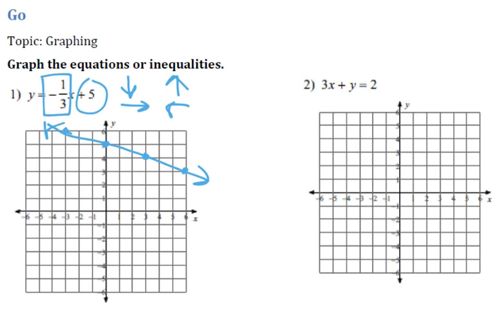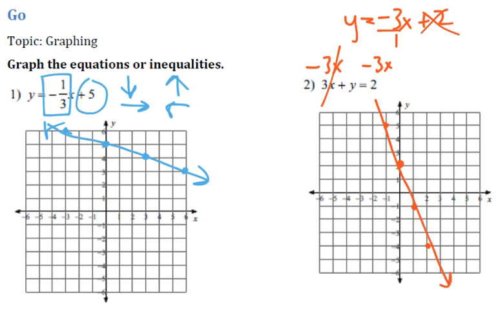For number 2, it's in standard form, but I can change that to slope-intercept form by subtracting the 3x, giving me y equals negative 3x plus 2. Then that positive 2 is where we start. That's our y-intercept. Slope of negative 3, make it a fraction. So this time I'm going down 3 to the right 1. Or I can go up 3 to the left 1. And there's my line.